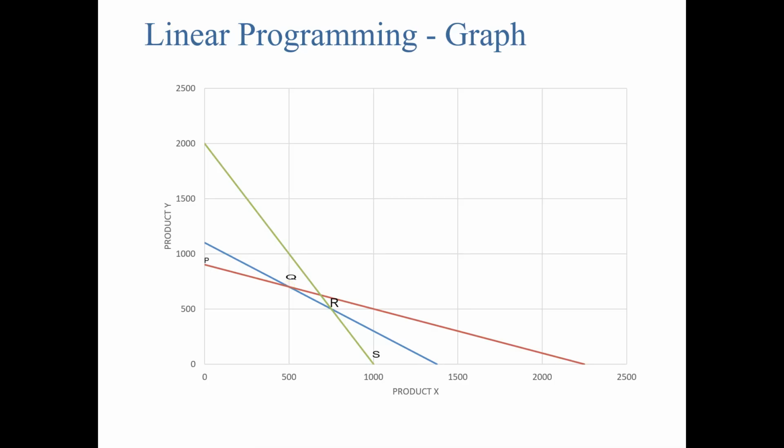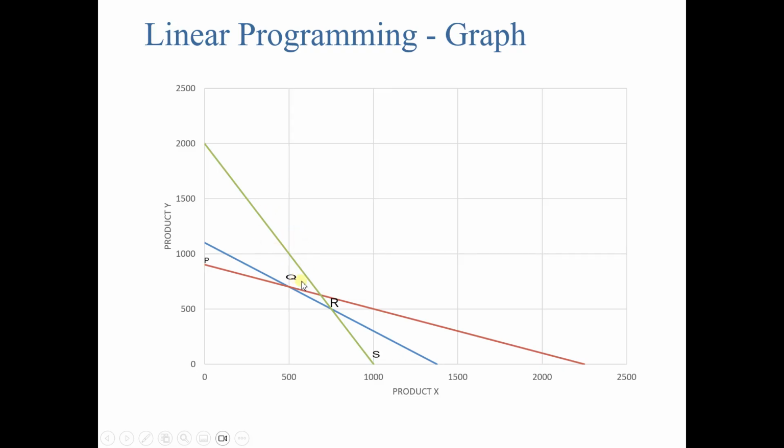But still you can see that we are wasting some of the number of hours of the last department, which is the assembling department. This area is actually called a slack. In accounting we call it slack. This is the wasted number of hours.